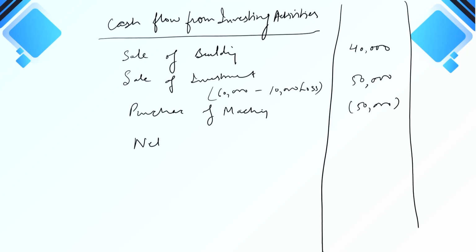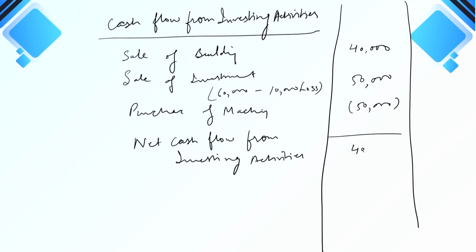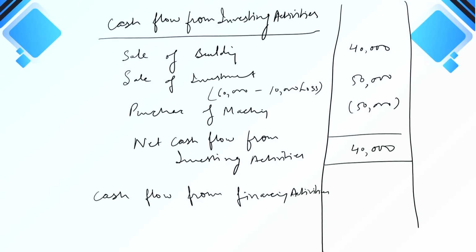So we get net cash flow from investing activities, which is going to be 40,000 in positive terms. Then the third is the computation of cash flows from financing activities. As you can see the various adjustments given in this question, nothing is mentioned about the change in the financing activity, so we assume it to be 0.